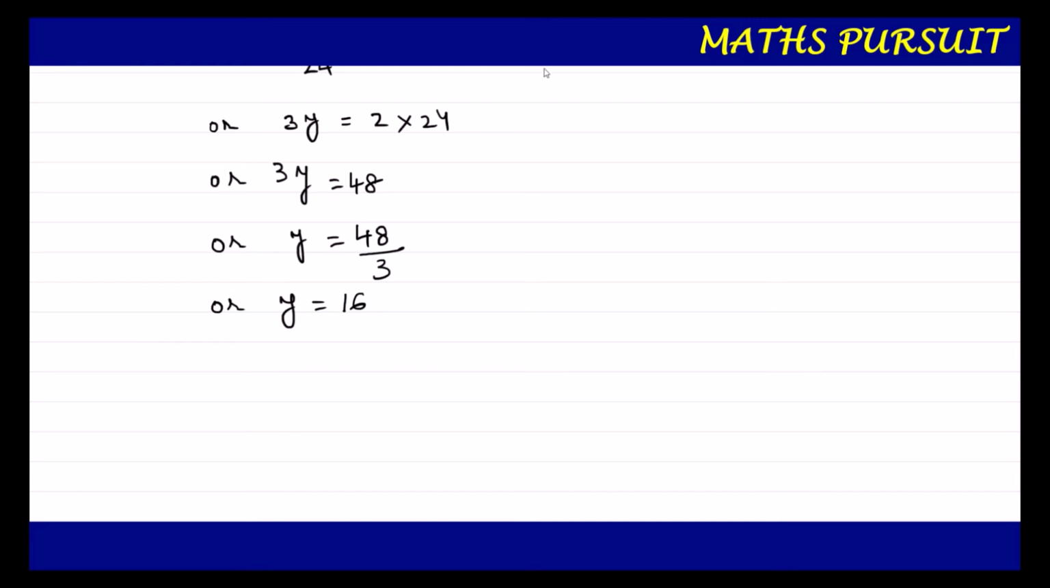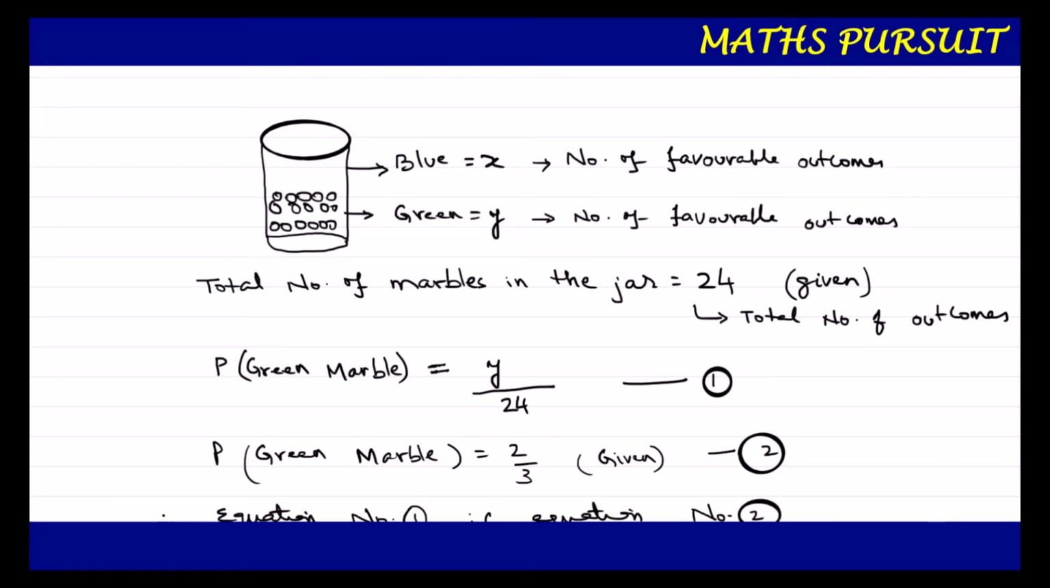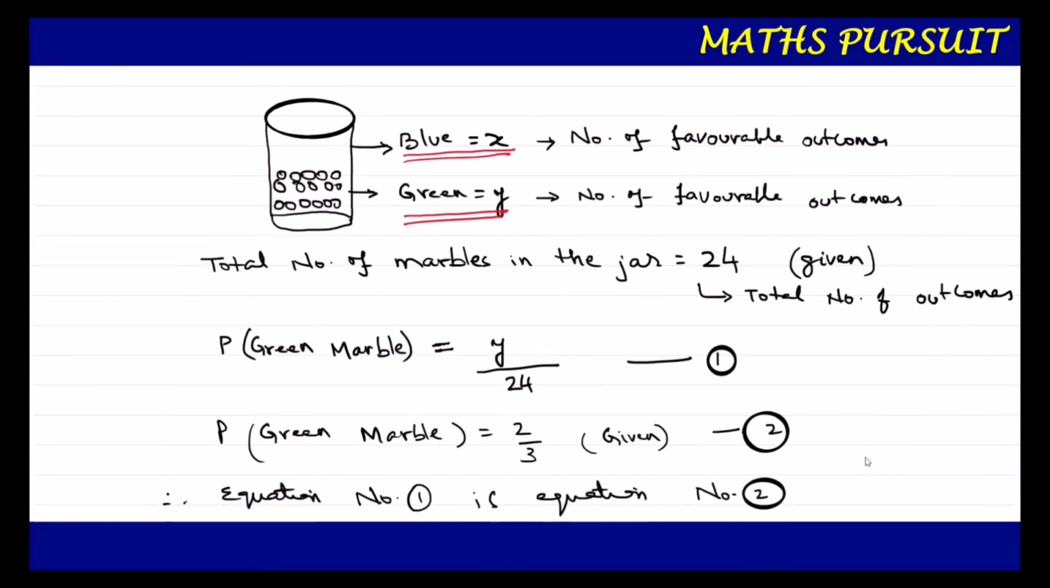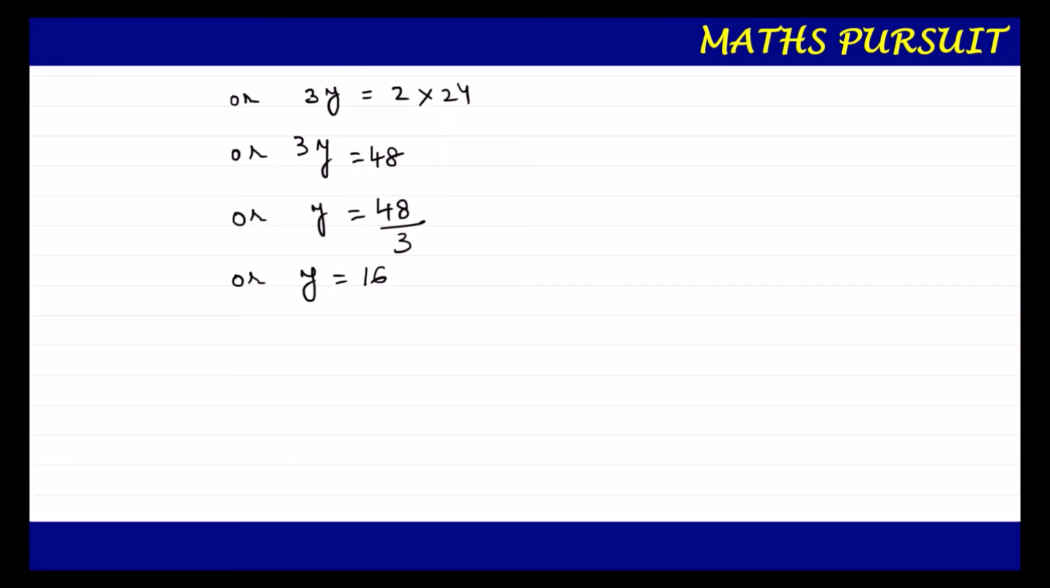And if you remember what we did, we considered y to be our green marbles, the number of green marbles in the jar. This is what we considered, and we considered x to be the number of blue marbles. And we are going to find the number of blue marbles in the jar. Now we are going to find out the value for x. So y is equal to 16. Therefore, the number of green marbles is equal to 16. This is what we got.